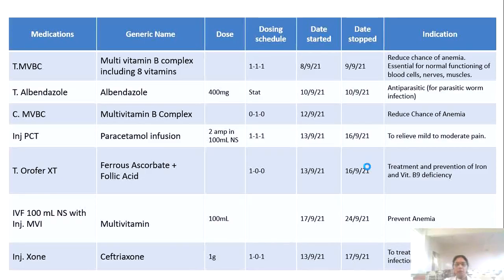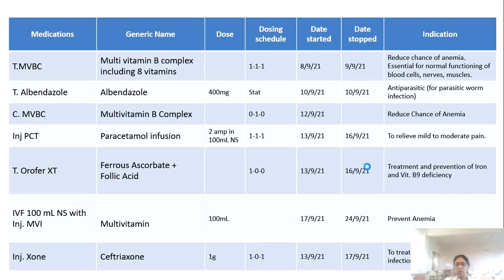So we have the list of the medications which have been given to the patient, that is multivitamin B complex, which includes the 8 vitamins to reduce the chance of anemia, and is essential for normal functioning of blood cells, nerves or the muscles. Albendazole as the antiworm drug. Then paracetamol infusion is given to relieve mild to moderate pain. Ferrous ascorbate plus folic acid, for treatment and prevention of iron and vitamin B9 deficiency. Again, the multivitamin is given in the form of an injection, for immediate treatment of the anemia.